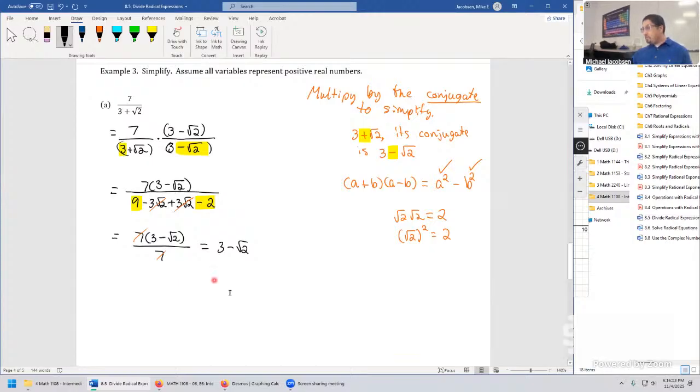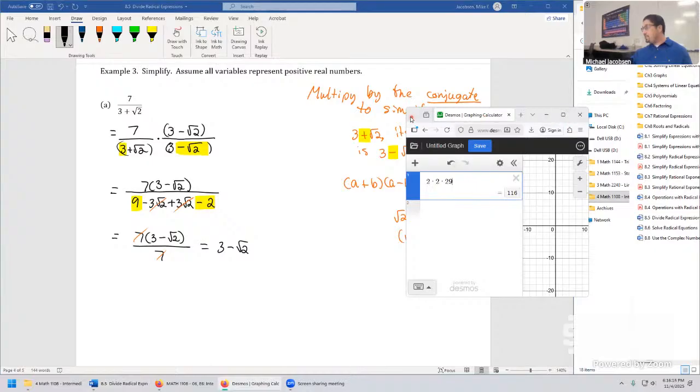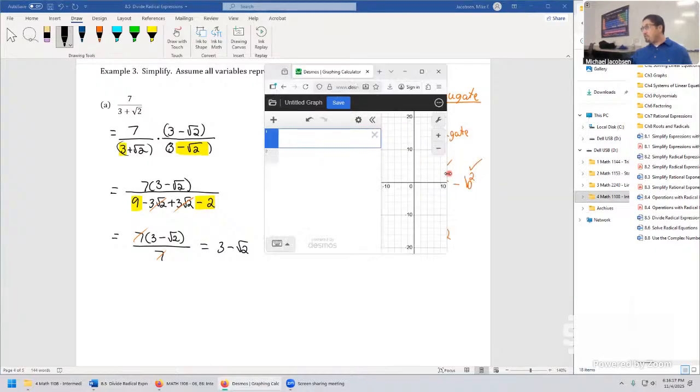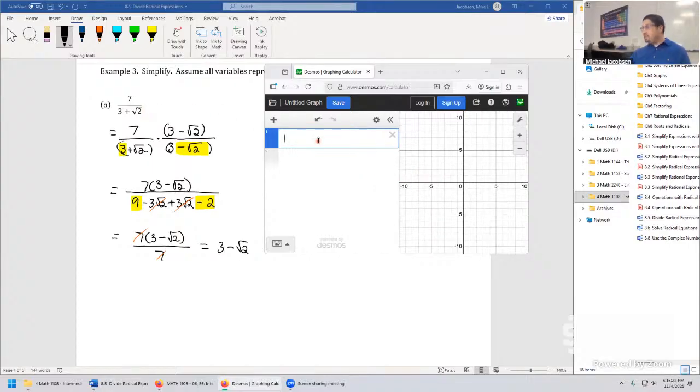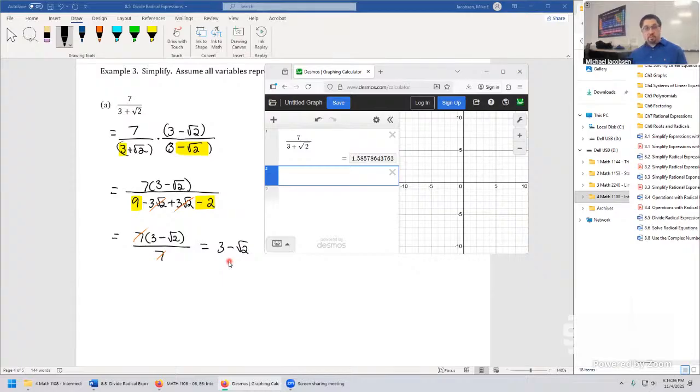Okay, and just one more concept, because seeing is believing on this. You do have a pretty good check whenever you do this kind of problem. It looks like this. Put the original thing into the calculator. 7 divided by 3 plus square root 2 comes out as about 1.585. Then our simplified version, we like this answer better, but if we want to see what the decimal answer is, in the calculator, go 3 minus square root 2, and it's the same exact decimal expansion.